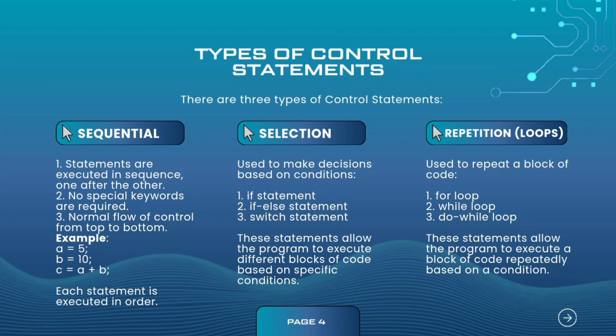Selection control statement used to make decisions based on conditions. If statement, if else statement, switch statement. These statements allow the program to execute different blocks of code based on specific conditions.